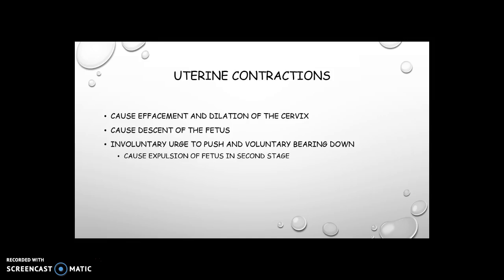Uterine contractions are responsible for effacement and dilation, the descent of the fetus, and what's called the involuntary urge to push and voluntary bearing down. This occurs once the cervix is fully dilated and the woman has the urge to push. It is activated by what is known as the Ferguson reflex, which is activated when the presenting part stretches the pelvic muscles and stretches the receptors, which then activates the release of oxytocin, which then stimulates contractions.